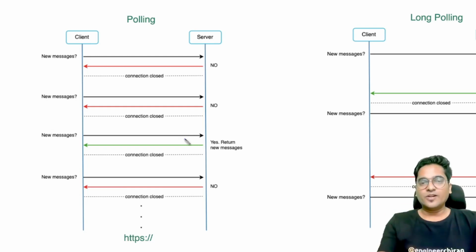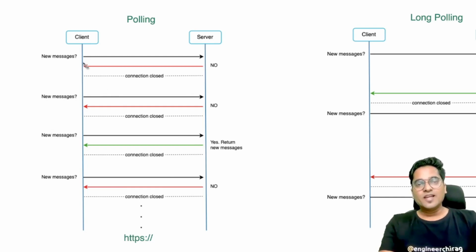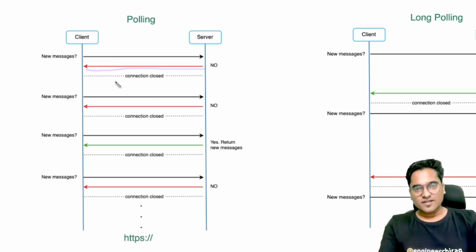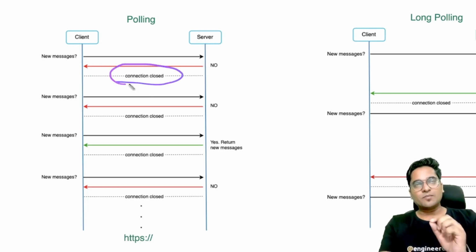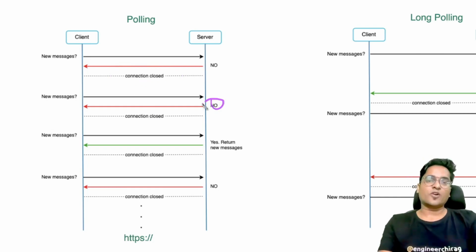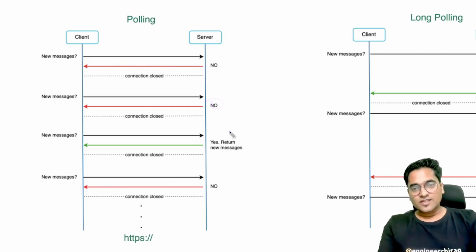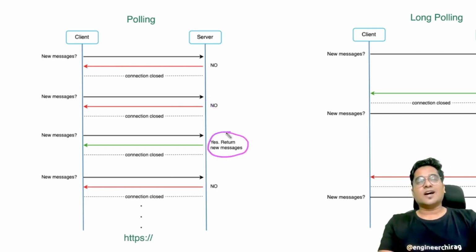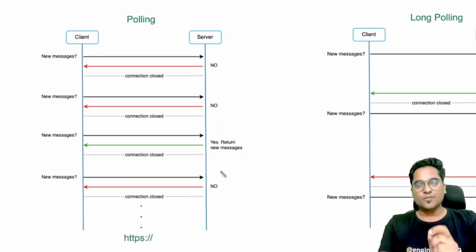So for that, you will be doing polling. You make a request to the server, and if there is no new message, you won't get any response with data, and finally your connection will be closed. You just ask the server, is there any new data? If there is no new data, the server will respond with no. If there is new data, the server will respond with yes, and return the new messages altogether. So this will keep on happening. This is called polling, basically pinging, right?